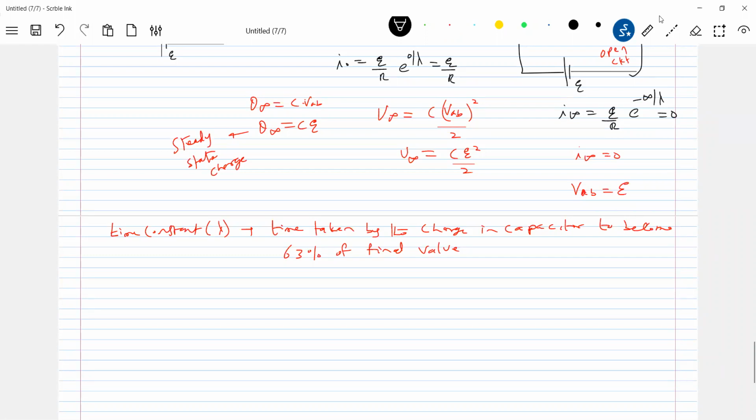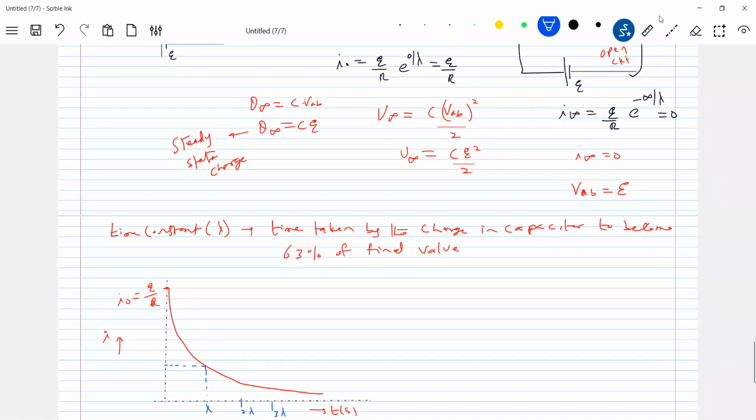What is the expression for how the current will vary? Let's plot the variation of current. At t equals 0, current will flow. That is what we say I naught. And it will decrease exponentially. Exponentially decreasing, and t is in seconds. So here what is 1 lambda? Put t equal to 1 lambda, it will become 37%. So how much of the current will be there? The value will be 0.37 I naught.